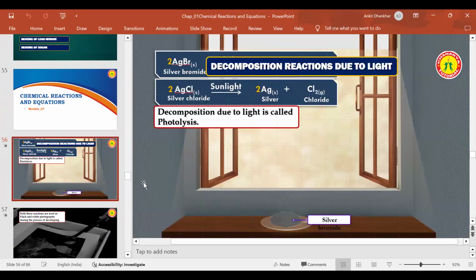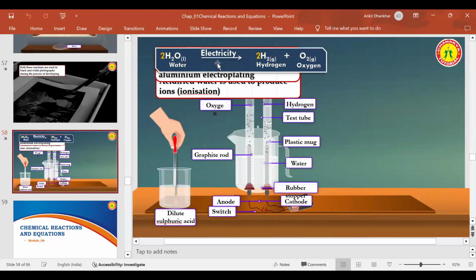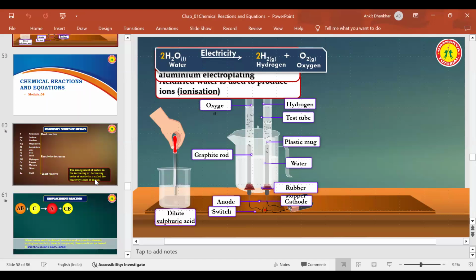Then we studied photolysis. For example, photolysis of silver chloride gives rise to silver plus chlorine, that is decomposition due to light. Then we studied decomposition due to electricity, that was called electrolysis, H2O decomposing into hydrogen and oxygen.